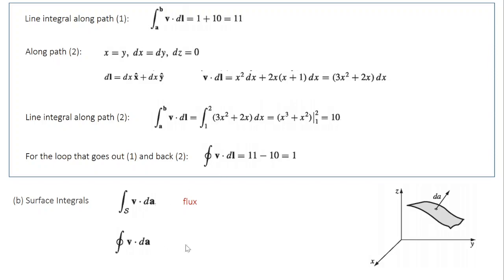Moving on to surface integral. Surface integral of a vector function v is defined as integral over the surface v dot dA. Now this is a dot product, meaning these two are vectors. So dA is known as the area vector. Now what is meant by area vector? This is a vector whose magnitude is equal to the area of the given surface and direction is perpendicular to the area.